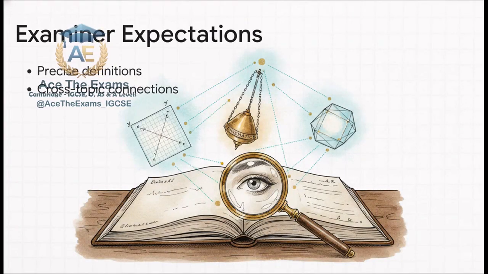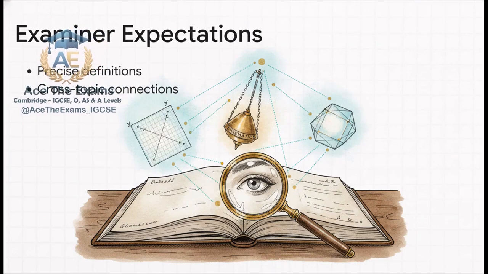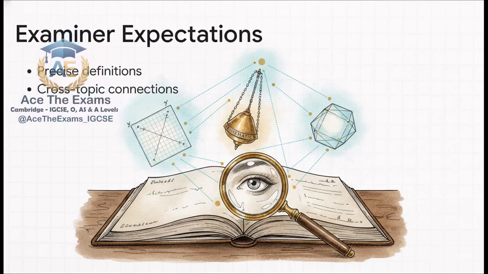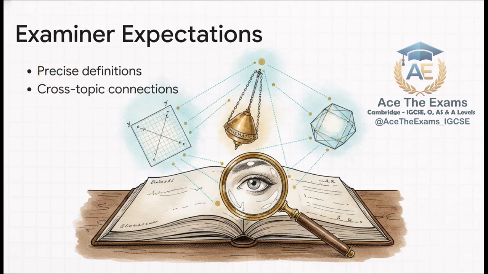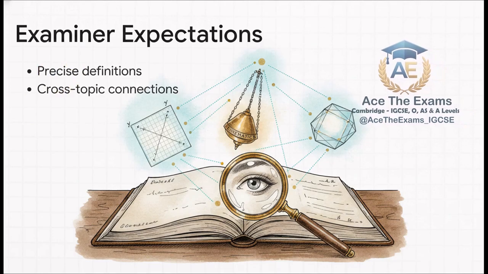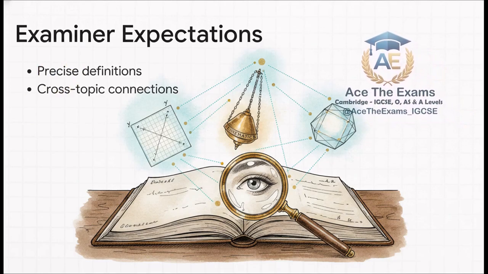To hit those top-tier marks, examiners want to see precise definitions and clear causal relationships. A massive takeaway from the principal examiner reports is that candidates who reference cross-topic connections, like linking a derivative back to coordinate geometry or kinematics, achieve significantly higher marks. It's like a giant puzzle for them.